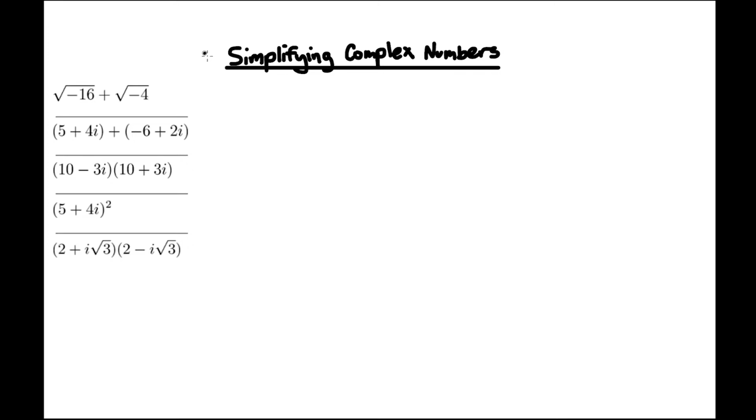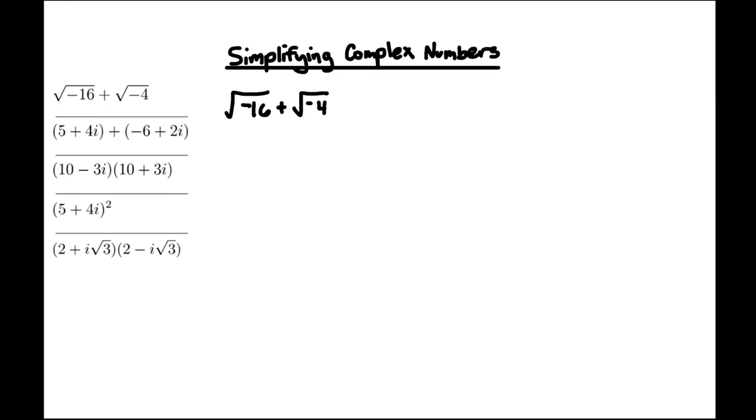All right, so this is going to be a video about simplifying complex numbers, and to teach this concept, I'm just going to be working through a bunch of examples essentially, and hopefully that helps with understanding how to do this. All right, so this first one says the square root of negative 16, so I'm just going to write that down here. The square root of negative 16 plus the square root of negative 4.